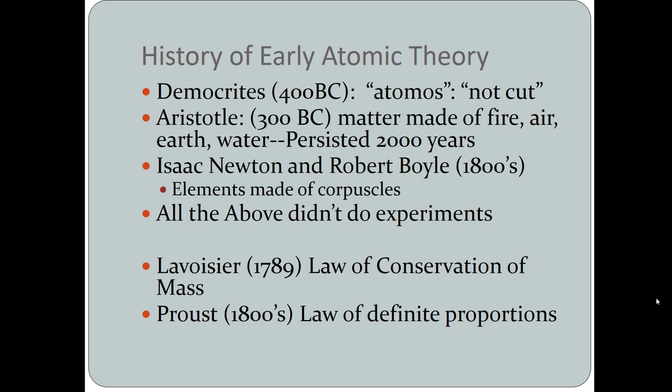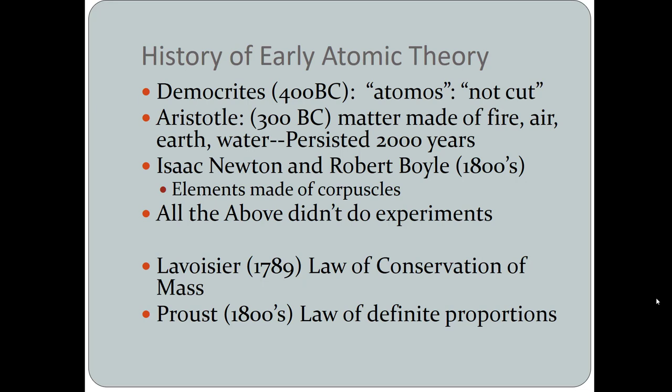Sir Isaac Newton and Robert Boyle in the 1800s, they didn't do experiments either. They were still just thinking about how science might be, not verifying their ideas. And they came up with the idea that elements were made up of corpuscles. Who knows what those are? That's what they described it as. So, for example, if you had the element gold and the element copper, they would each have different numbers of corpuscles, and so therefore they would be different elements. That was their idea, and it's totally false. And again, none of these people did experiments to test their ideas.